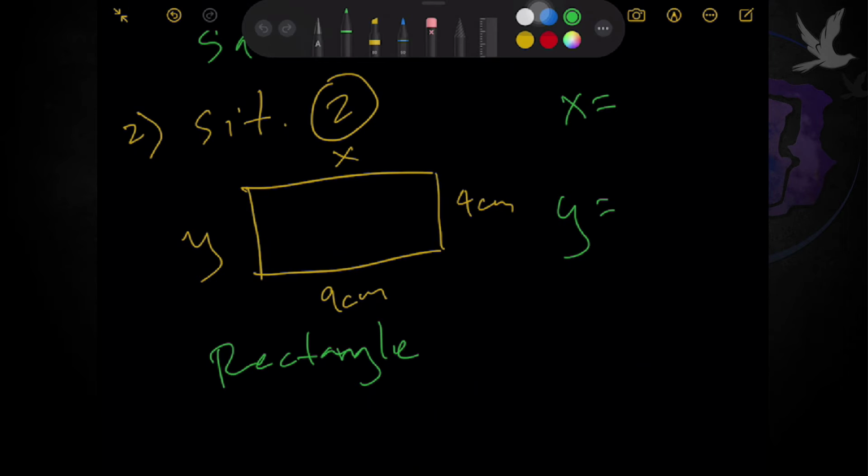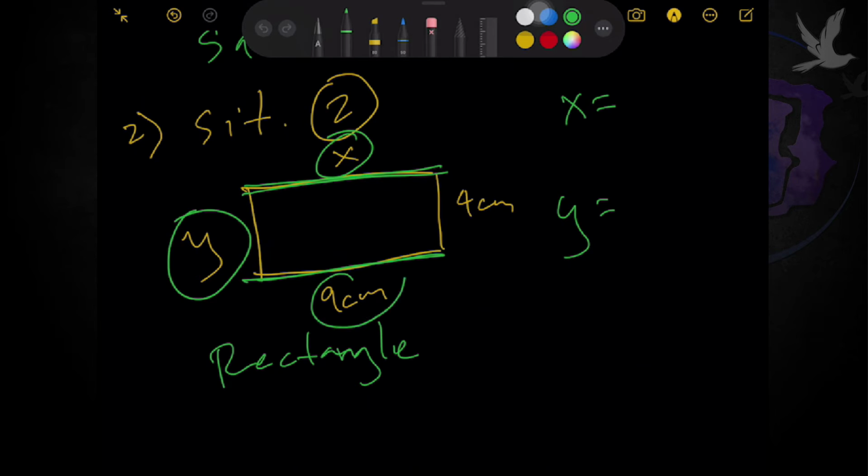To solve for x and y, you have to identify x and y in the figure. Solving for x is here, so the opposite side is this one. And this side measures 9 centimeters, which means that opposite sides are equal, right? So, properties of a rectangle. We can say that x is equivalent to 9 centimeters as well. And getting the logic there, opposite side, y should also be equivalent to 4 centimeters. Basic, you can solve that right away.